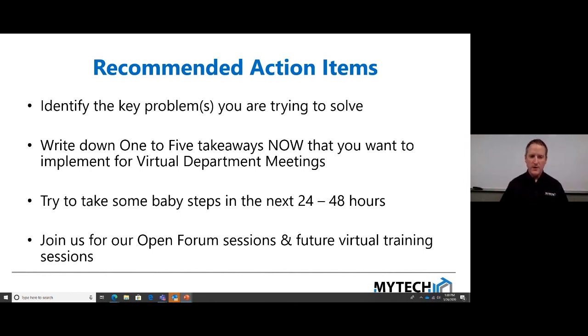Right now, what I'd recommend you do is write down 1 to 5 takeaways that you want to implement for your virtual department meetings. It could also be installing the mobile apps on your phone, for example. You can install Teams on your phone and OneDrive or SharePoint. There are different apps you can install on your phone, but write those 1 to 5 things down now that you want to implement for your virtual department meetings. And the next one is take some baby steps. Try to pick one of those things and do it in the next 24 to 48 hours, because we have additional sessions coming up tomorrow and basically every Tuesday, Thursday, and Friday through the end of April for us to cover these sessions and have open Q&A and to help you drive adoption with your team.